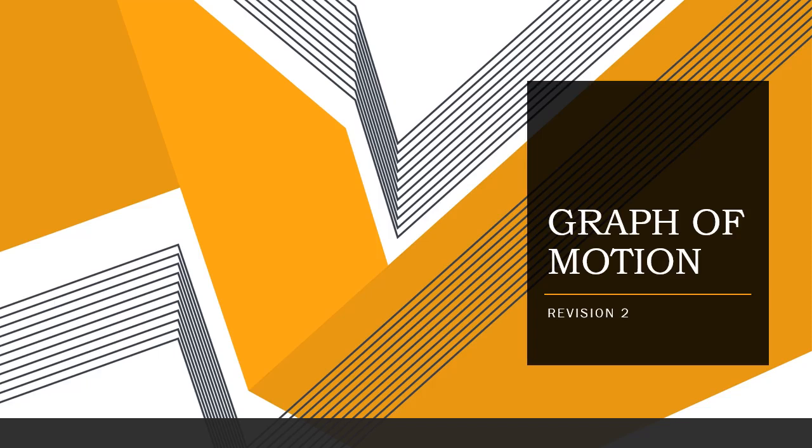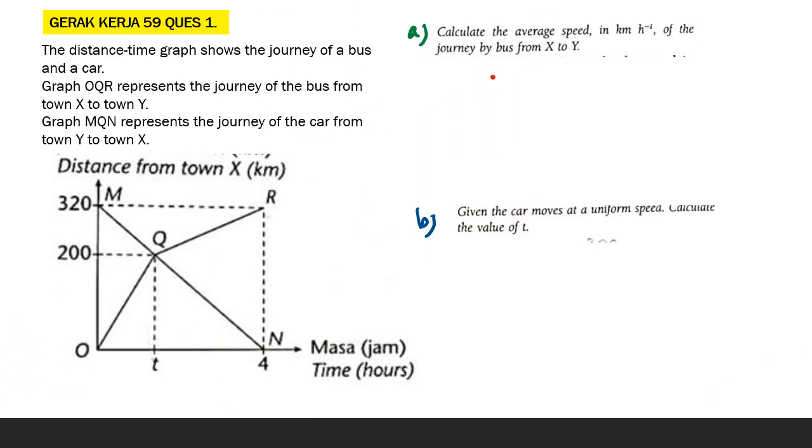Okay, let's move to revision 2. This one is from Gerak Kerja 59, question 1. Another distance time graph. The distance time graph shows the journey of a bus and a car.